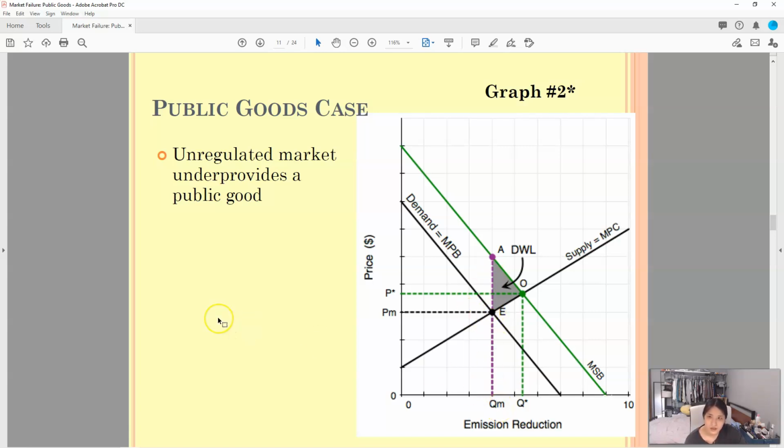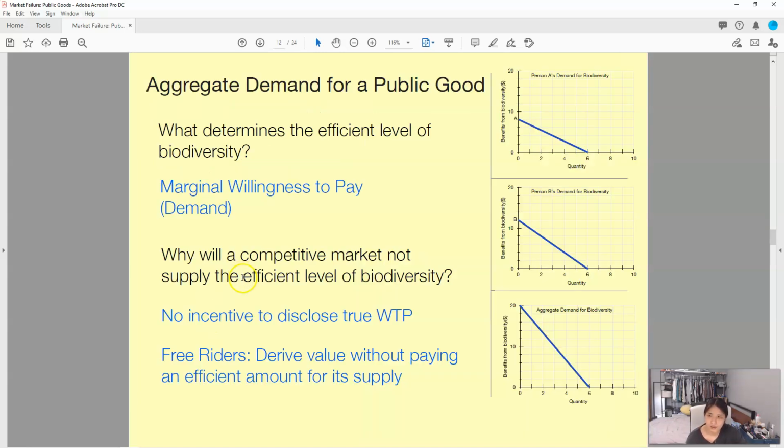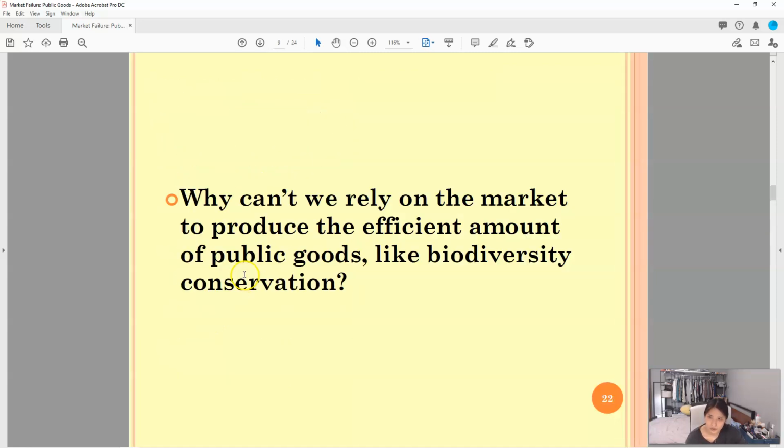So that means without regulation, even though the market is a competitive one, it still underprovides a public good, right? So from those two examples, we can say that we cannot rely on the market to produce the efficient amount of public goods. Like biodiversity is one example of public goods.